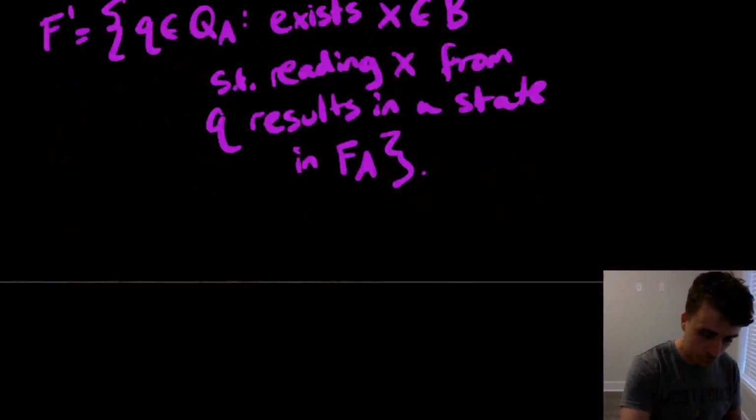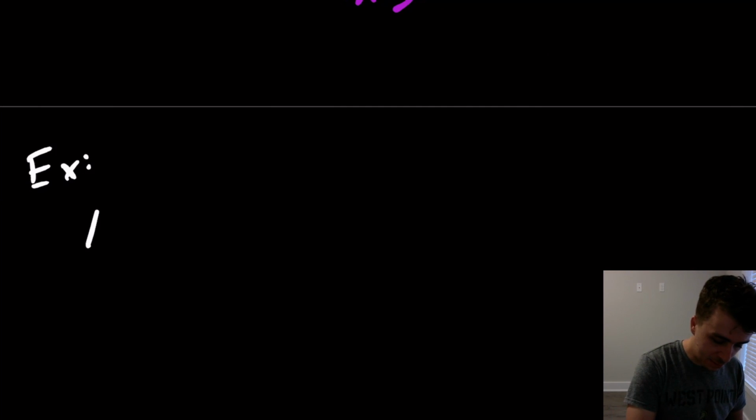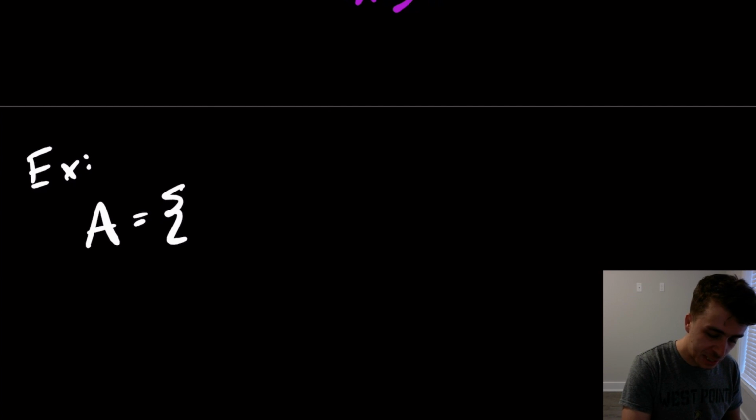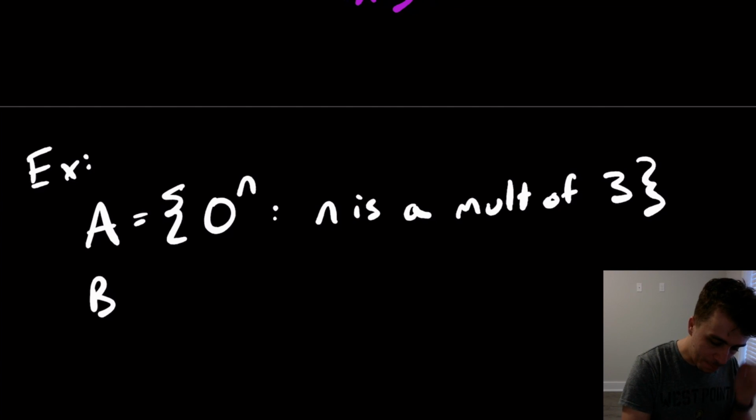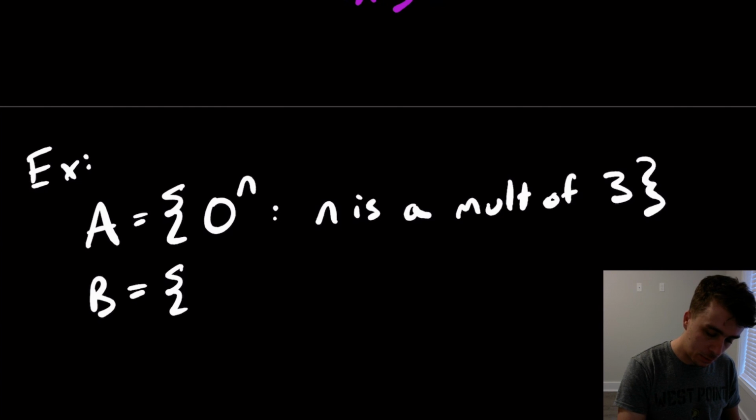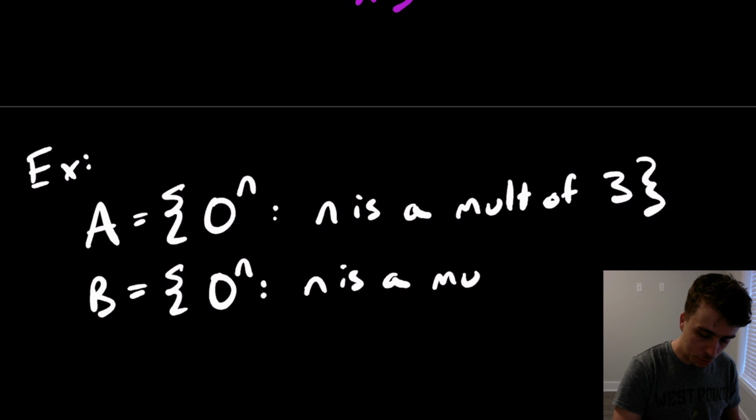So let's actually do an example, and I have not prepared an example. This is totally off the top of my head. So let's let A be the set 0 to the n, where n is a multiple of 3. And let's let B be the set 0 to the n, where n is a multiple of 2.